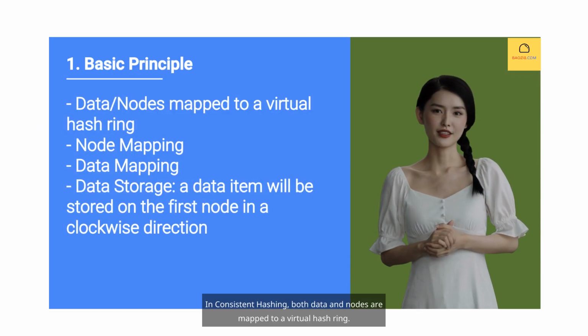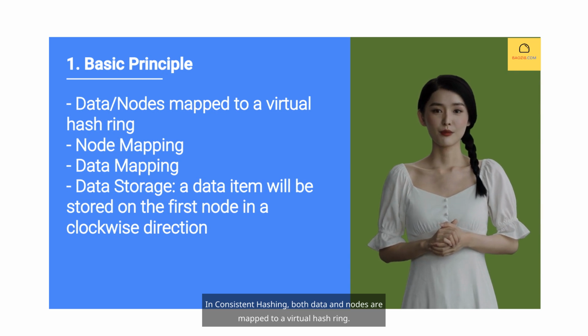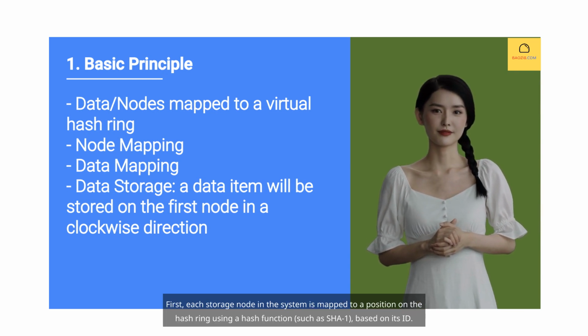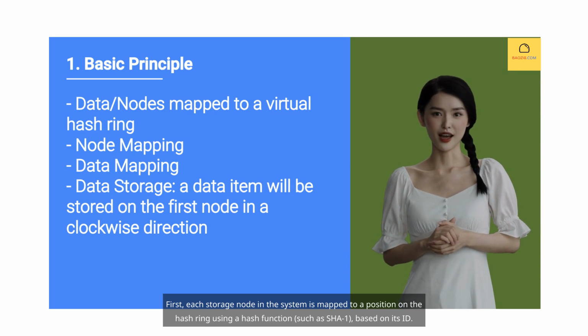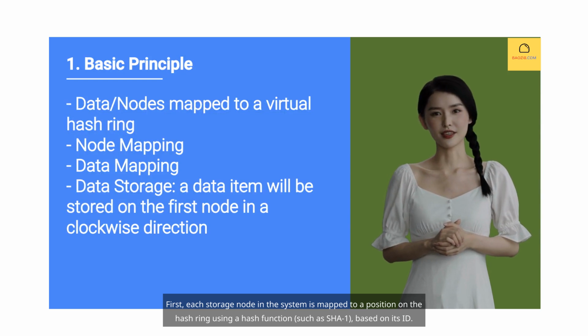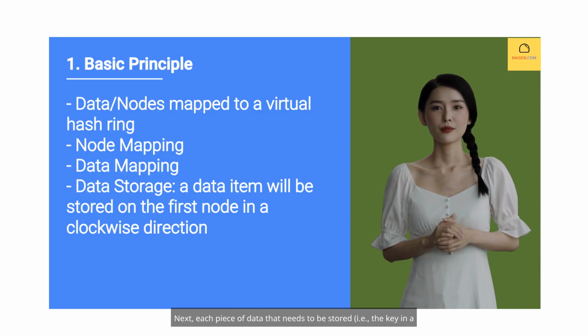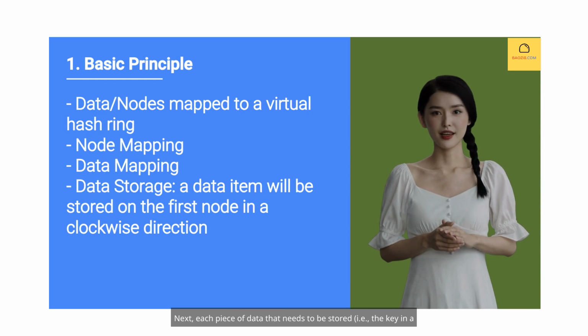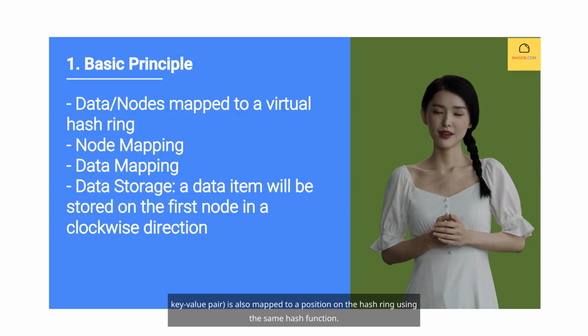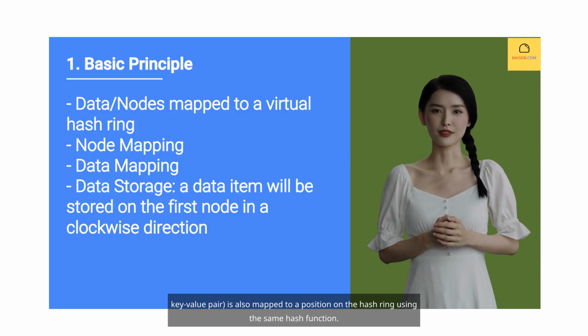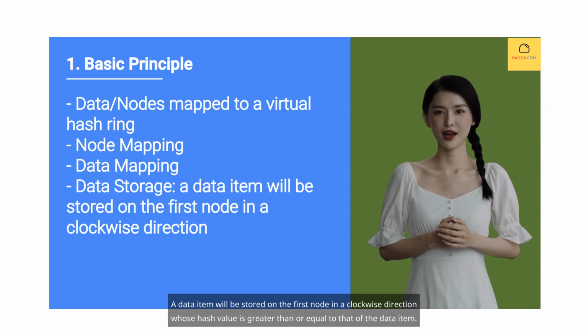In consistent hashing, both data and nodes are mapped to a virtual hash ring. First, each storage node in the system is mapped to a position on the hash ring using a hash function, such as SHA-1, based on its ID. Next, each piece of data that needs to be stored, i.e., the key in a key value pair, is also mapped to a position on the hash ring using the same hash function.